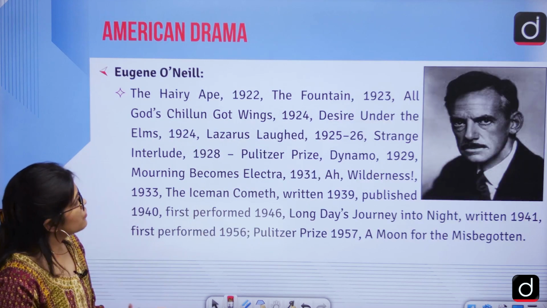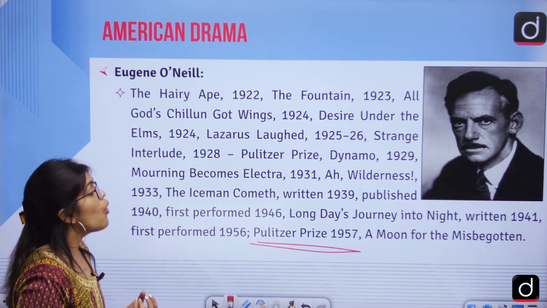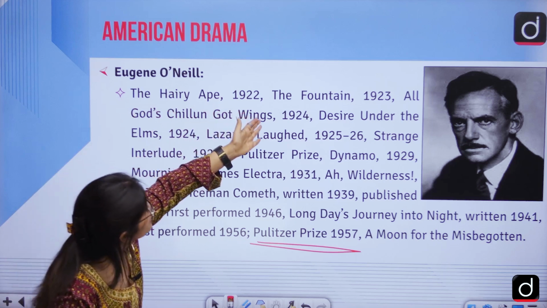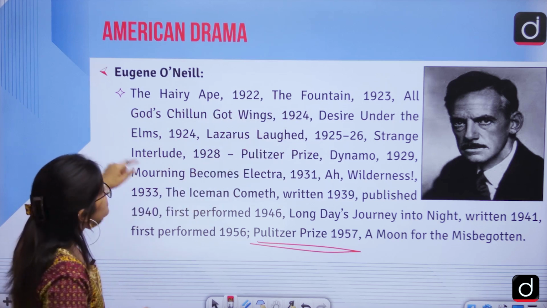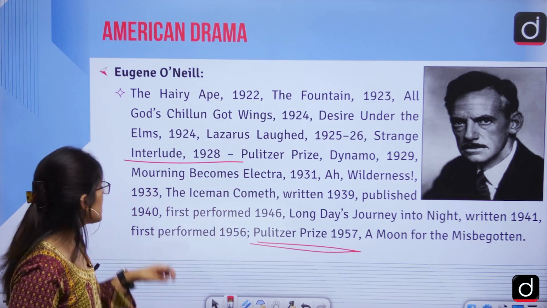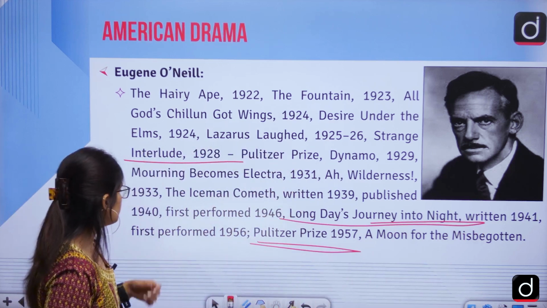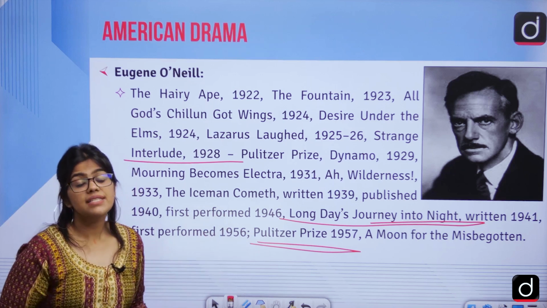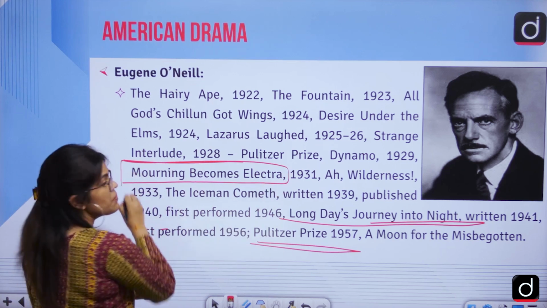Then you have Eugene O'Neill, someone who is very, very important because he is the winner of the Pulitzer Prize, and all the texts are very important. Now let us read here. The Hairy Ape was written in 1922, The Fountain, and All God's Chillun Got Wings, Desire Under the Elms, and there are other plays also. And of course, for Strange Interlude, he got the Pulitzer Prize. And of course, there is Long Day's Journey into Night, written in 1944, first performed in 1956, and then there are the other plays as well. He being a very, very important writer, Mourning Becomes Electra is a play they have also asked.